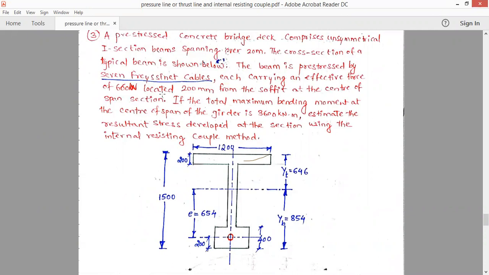So the beam is pre-stressed by 660 kilonewton pre-stressing force. That is the effective pre-stressing force it is carrying, and it is pre-stressed by 7 Freyssinet cables. So different types of cables are there, and let's say the cables that are used here are the Freyssinet cables. So there are a total of 7 cables, and each single cable is carrying an effective force of 660 kilonewton, and they are located at a distance of 200 mm from the soffit, means at the bottom of the beam, which I have already mentioned here.